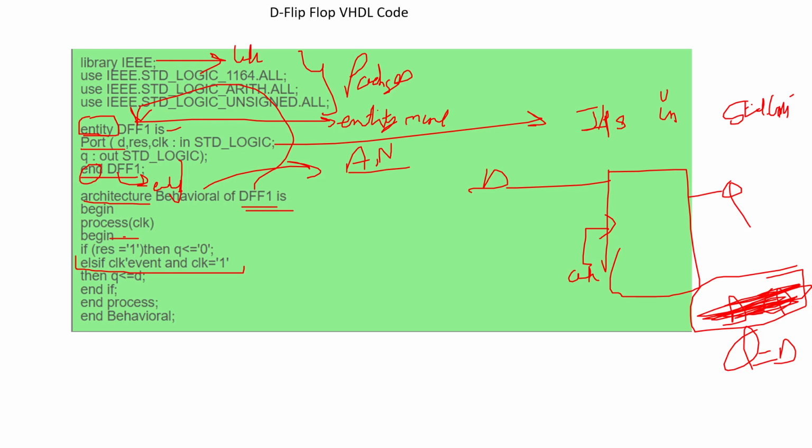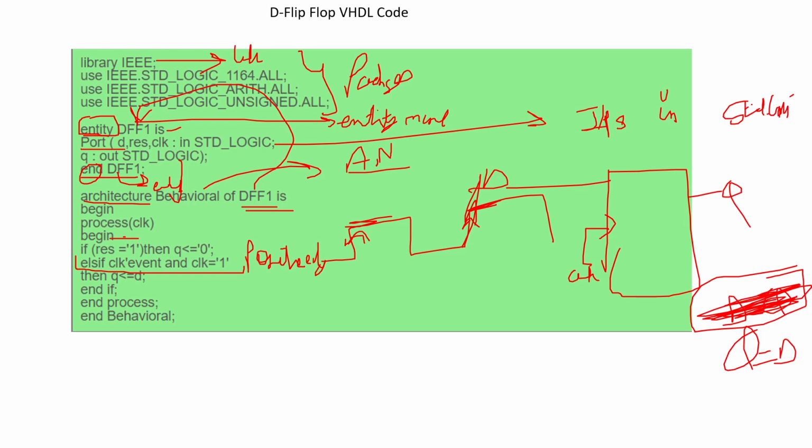Yeah, correct. It tells us that it is a positive edge triggered clock. Since our D flip flop can be positive edge triggered or negative edge triggered, here we are taking a positive edge triggered clock. So clock'event means the clock is changing. It can go from 0 to 1 or 1 to 0. But then it says and clock is equal to 1. That means a positive edge. So clock was 0 and now the clock is 1. This change and the clock is 1 means a positive edge.